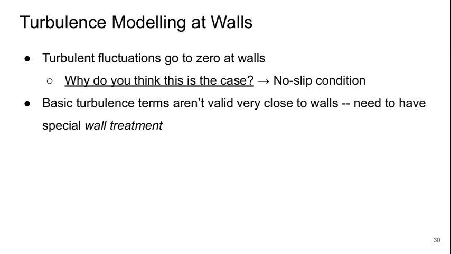So now let's talk about how we deal with our turbulence modeling as we get close to the solid walls. Of course, the turbulent fluctuations have to go to zero at the walls. Why is this the case? Because of the no-slip condition, right? It doesn't matter whether we're dealing with the average velocity or the instantaneous velocity fluctuations. It must always be the case that the velocity right next to the wall has zero relative velocity compared to that wall. So this means our basic turbulence terms and the way we do the modeling isn't really valid when we're very close to the walls of our geometry. So we need to have something special that we call wall treatment.